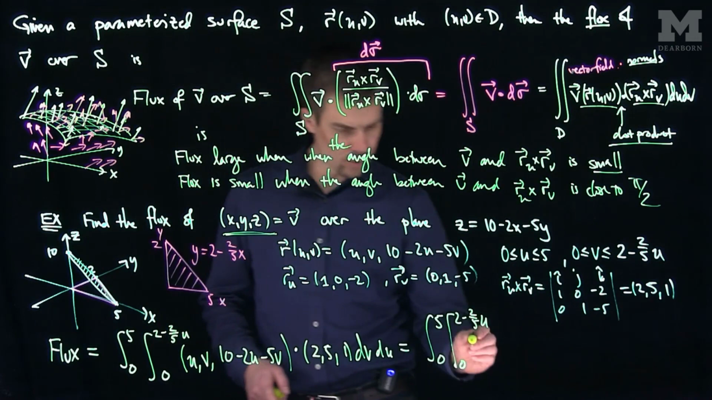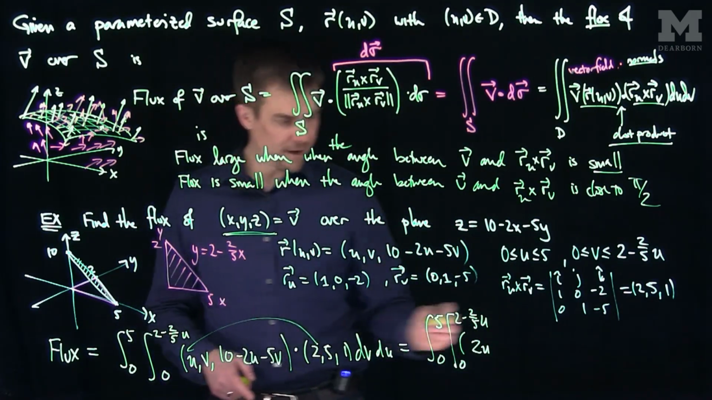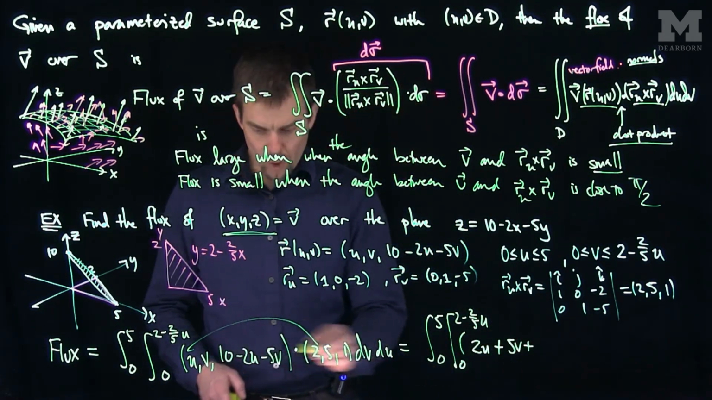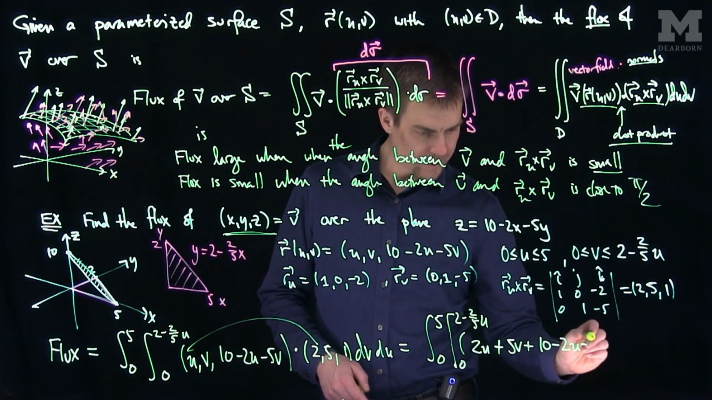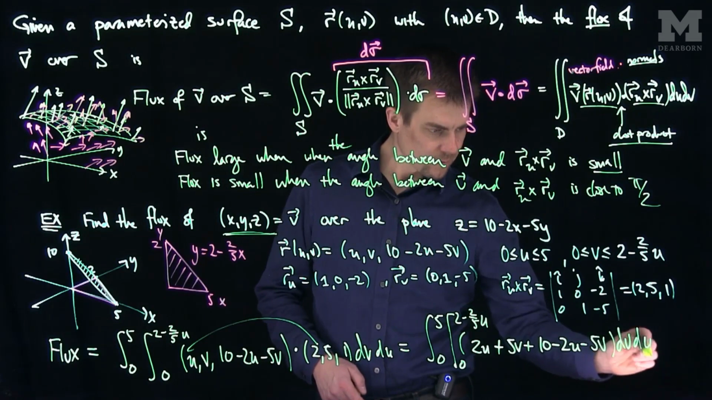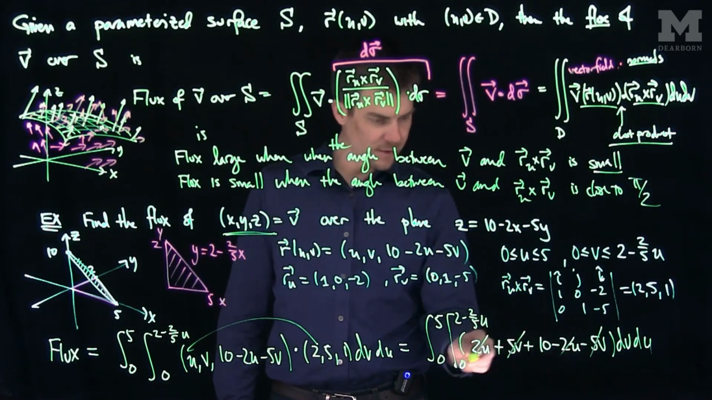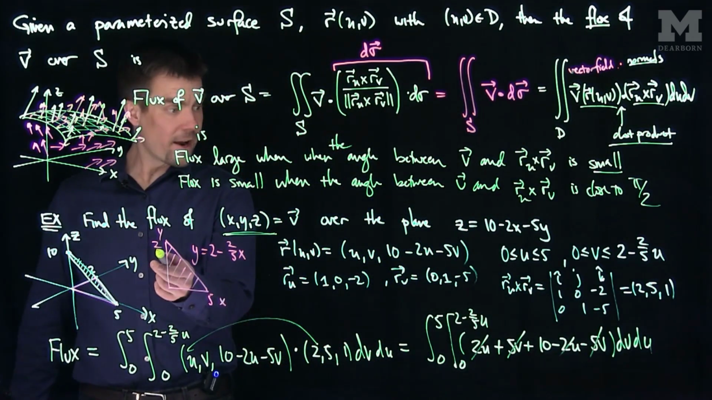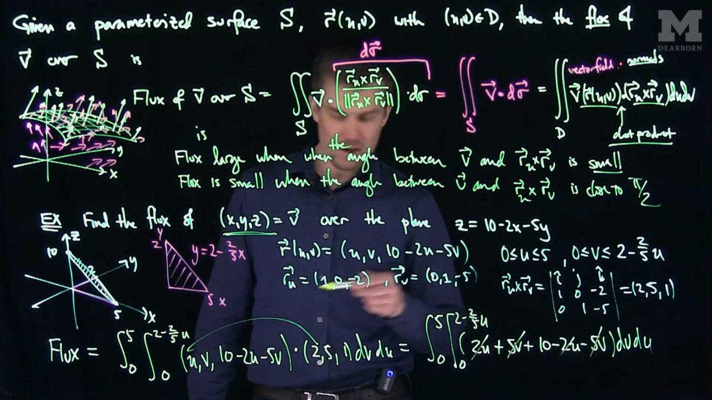Let's dot this. I'm going to get a 2u from u times 2, plus 5v, plus 1 times this. So that's going to be plus 10 minus 2u minus 5v, dv du. And so what happens over here? Well, the 5v cancels, the 2u cancels, and I just have 10 times this area. Well, what is this area? The area of this triangle over here. So I'm just going to have a factor of 10 times the area of that triangle.